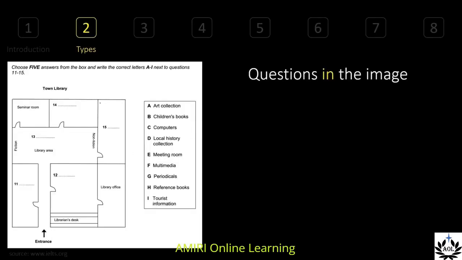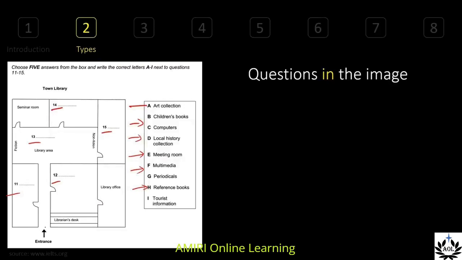Here, if you look, we have the questions in the image. 14th is the number of a question, and 15th, 13th, 12th, 11th are all question numbers. Here, the options are outside the image, as you can see. So you'll listen to the audio and try to fit which option is correct for 11th, either A to I, and again for 12.